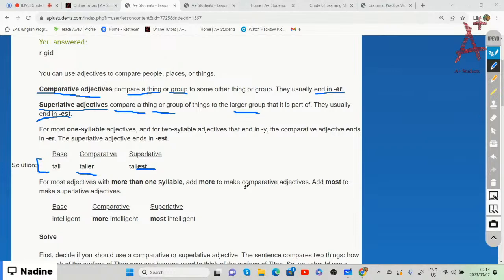Now, if we say Sarah is intelligent, and we compare Sarah to Natasha, we can say Sarah is more intelligent than Natasha. And if Sarah is the top learner in class, then we can say Sarah is the most intelligent of the whole class, or of all of the girls. So that is how we use more, or how we use most.